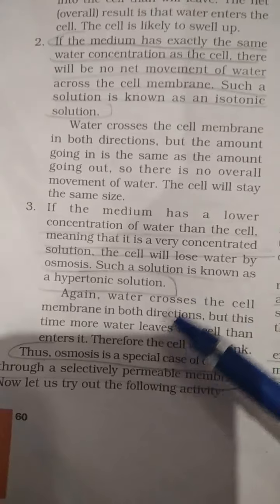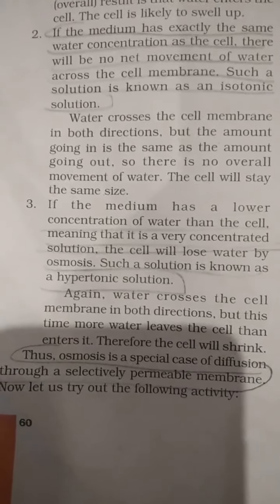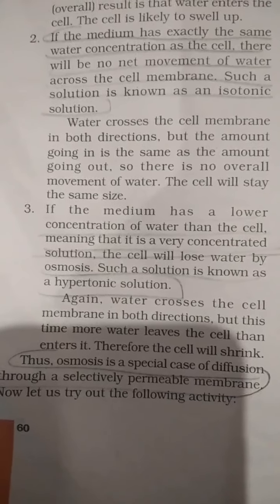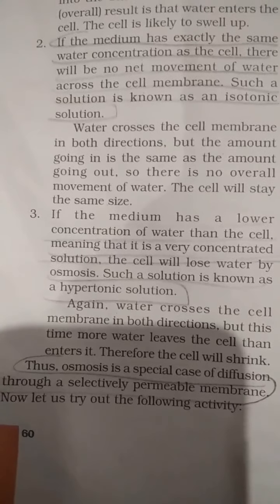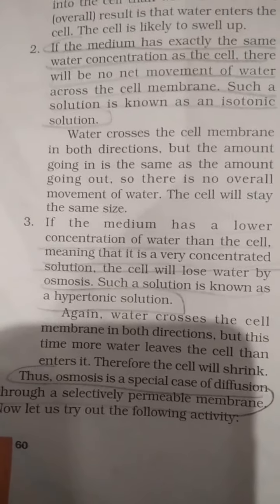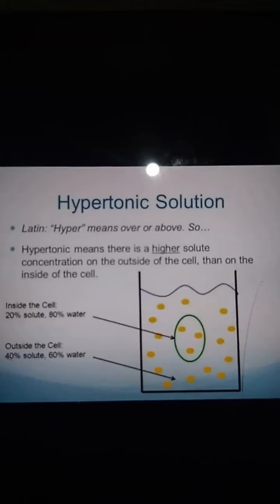Now again the water will come inside also and outside the cell also, but more water will leave the cell, that's why the cell will shrink. So osmosis is the special case of diffusion. Now let's understand with the help of picture.